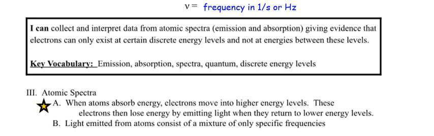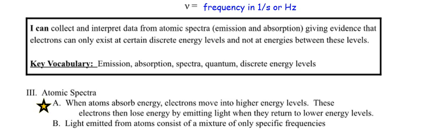When atoms absorb energy, electrons move into a higher energy level. These electrons then lose energy by emitting light when they return to lower energy levels, all right? So think back to the day we did the flame tests. What did we do? We did a couple things. We either lit those salts, so we absorbed energy by heat, or we turned on those tubes, so we could have given them electrical energy. So when atoms absorb energy, either heat or electrical, the electrons are going to move into a higher energy level.